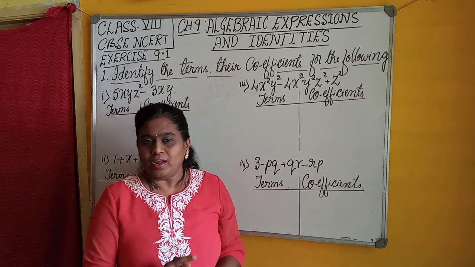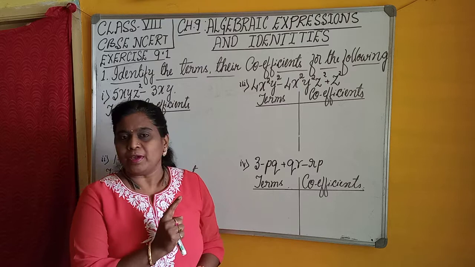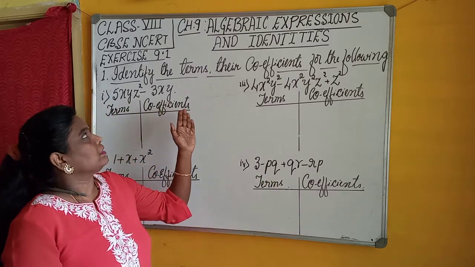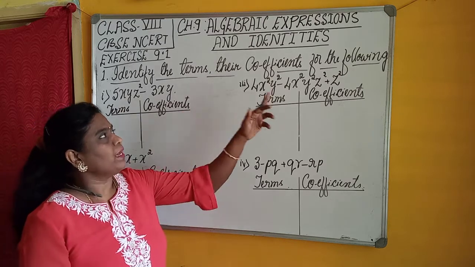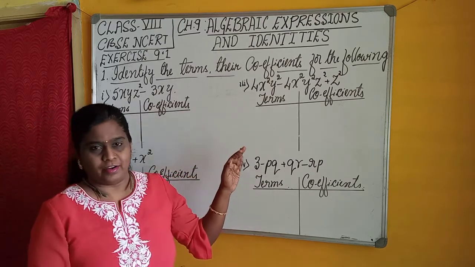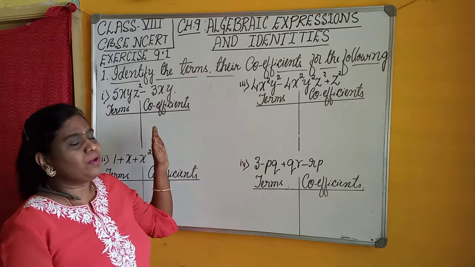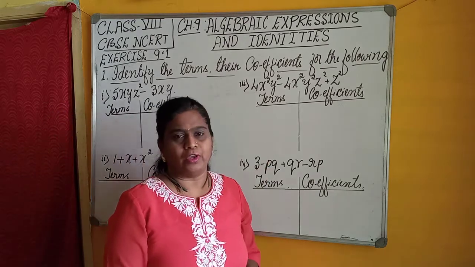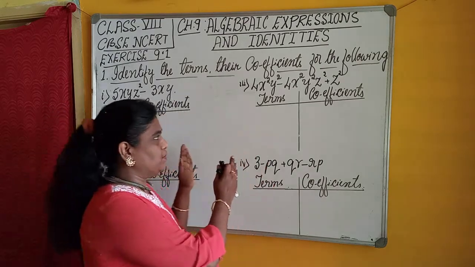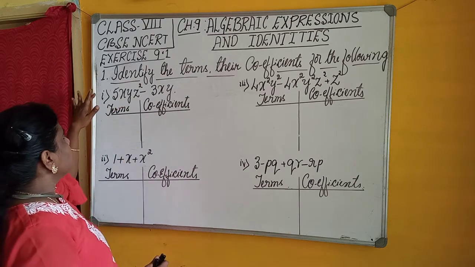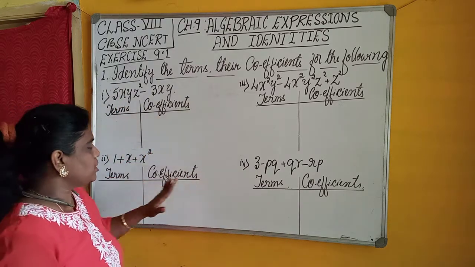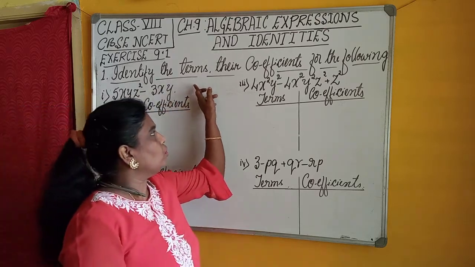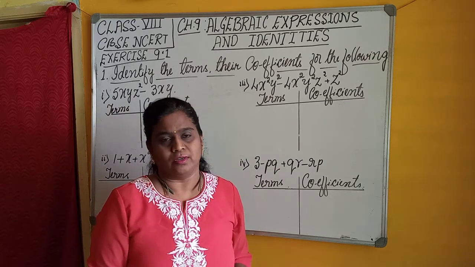It's a class for 8th standard students, CBSE NCERT, chapter 9, Algebraic Expressions and Identities. In that, the first one: identify the terms and their coefficients for the following. Here, some algebraic expressions are given in the first line. We have to write the terms and also the coefficients of those terms.